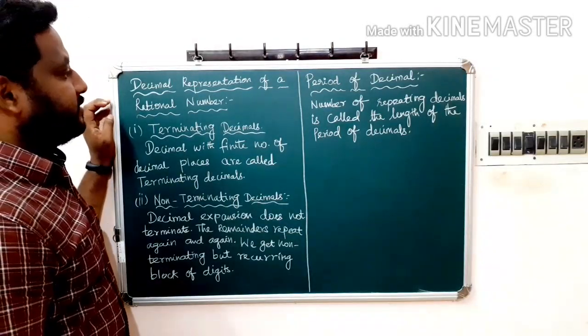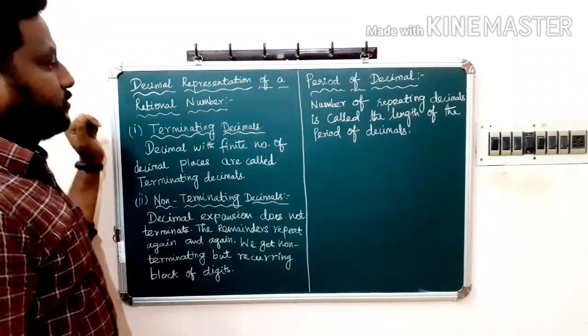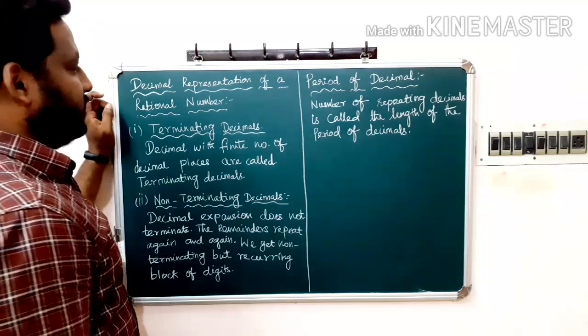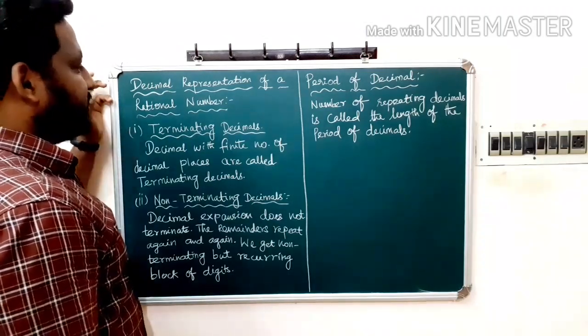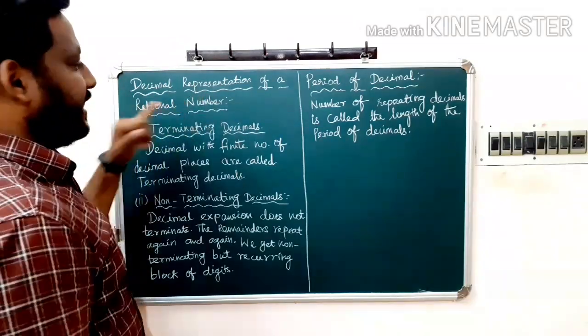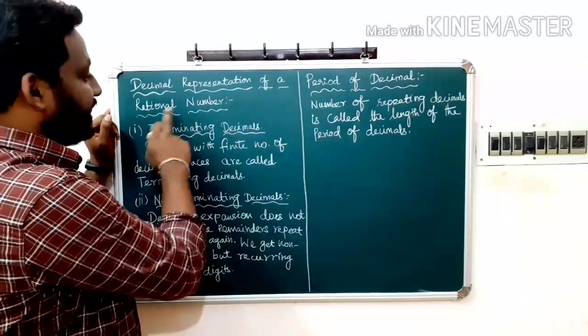In the last class, we saw about rational numbers. Today we are going to look at irrational numbers. In this topic, we are going to find out the decimal representation of a rational number. So the first topic is the decimal representation of a rational number.